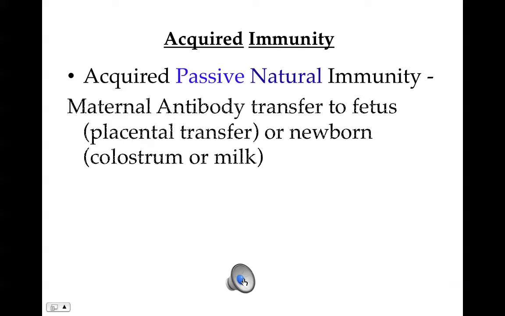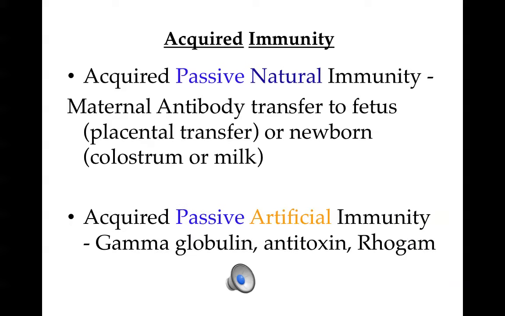Acquired passive immunity. Passive means someone else made the immune factors and they were transferred to you, either through natural process or deliberately. Acquired passive natural immunity. A good example are maternal antibodies that are transferred to a baby through the placenta during pregnancy, or to a newborn or to a baby through mother's milk.